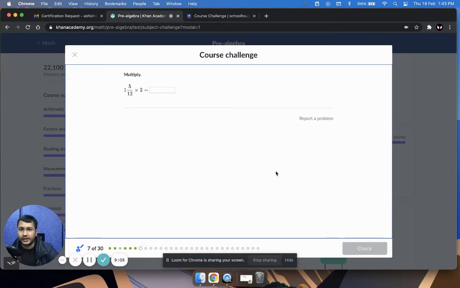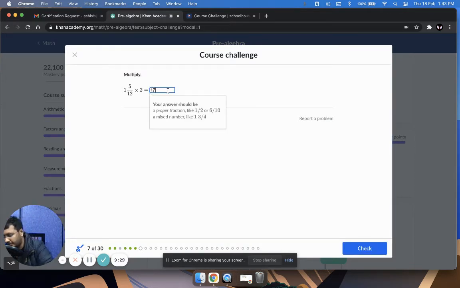Multiply. So we have a mixed fraction, 1 5/12, times 2. So let's convert this mixed fraction to an improper fraction and then multiply it by 2. Improper fraction: 1 times 12 is 12 plus 5 is 17. So 17/12 is my fraction times 2. So I'm going to cancel 2 from the numerator and denominator. We'll get 17/6. That's my answer. 17/6.